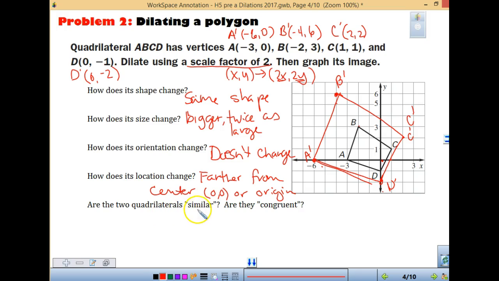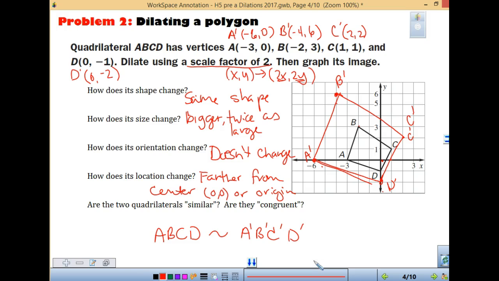Are the two quadrilaterals similar or are they congruent? We should say similar. So we are going to write ABCD is similar to A prime, B prime, C prime, D prime. Okay? Please put that right in your notes.